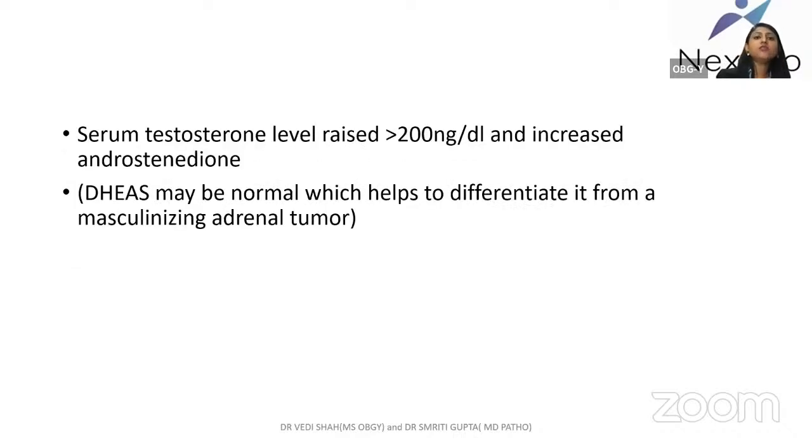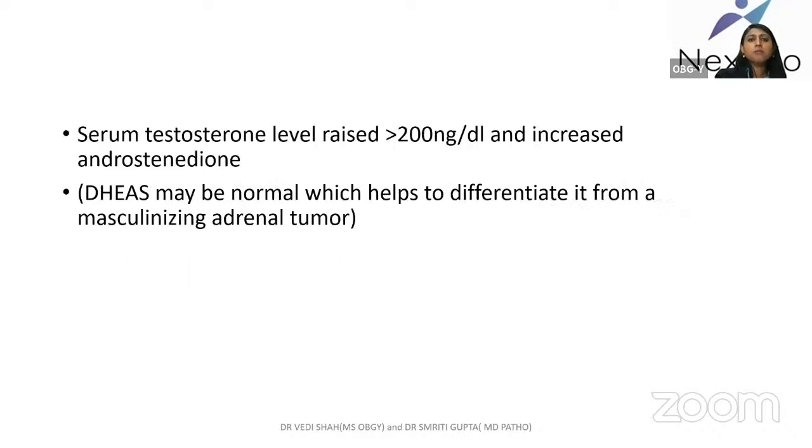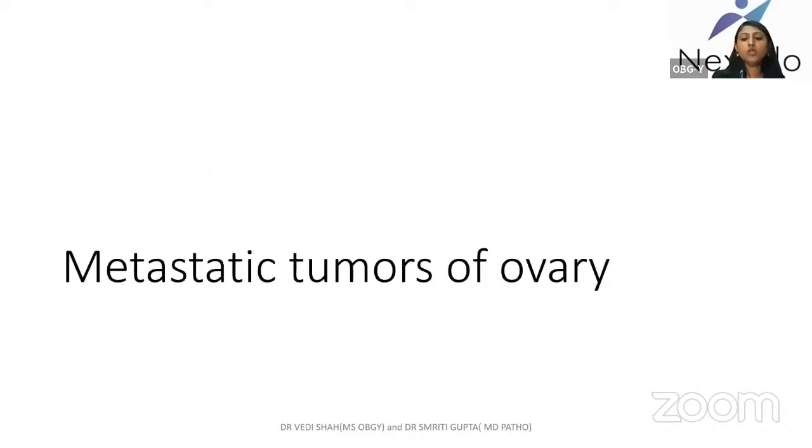Now, to differentiate this, the serum testosterone level is going to be typically raised, more than 200 nanograms per deciliter, and DHEAS, the dehydroepiandrosterone sulfate, which is the marker of adrenal source, is going to be in normal limits. So that was about how the different malignant ovarian tumors are going to present to us and how we are going to manage such a case. Next is the metastasizing tumor of the ovary, which means that the tumor is not primary to the ovary, it has metastasized to the ovary.